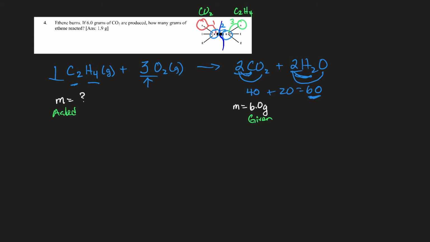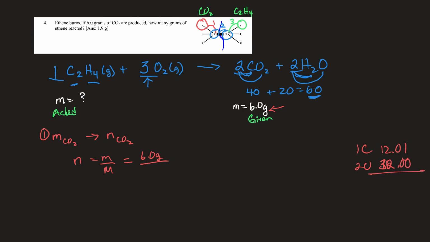So I want to take mass of CO2, and I want to convert it to moles of CO2. Okay, because they gave me a mass, I'll convert it to moles. Formula is moles is equal to mass over molar mass. The mass is 6.0 grams. The molar mass of carbon dioxide, I got to figure that out. 1 carbon is 12.01. 2 oxygens are 32. Each oxygen is 16, so 2 of them is 32. So if you add that, I get 44.01. So divide by 44.01 grams per mole.